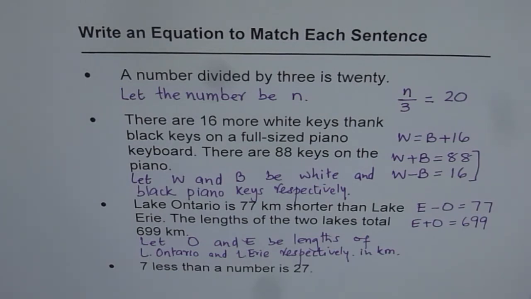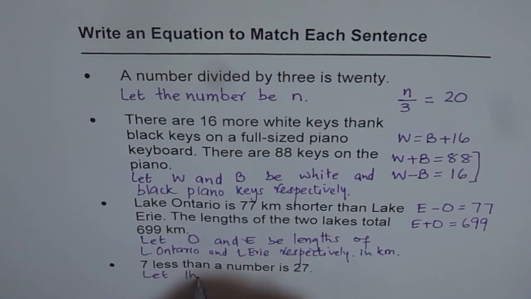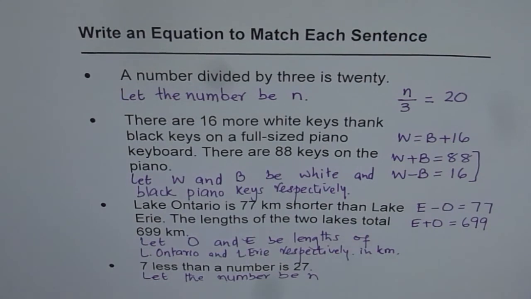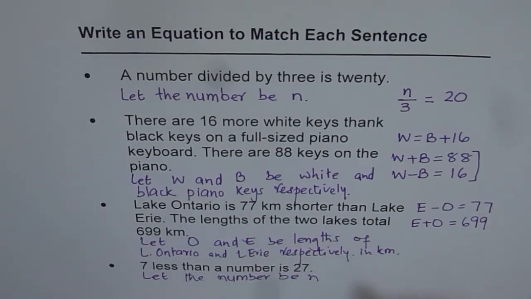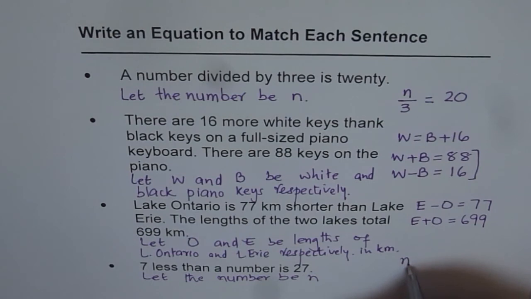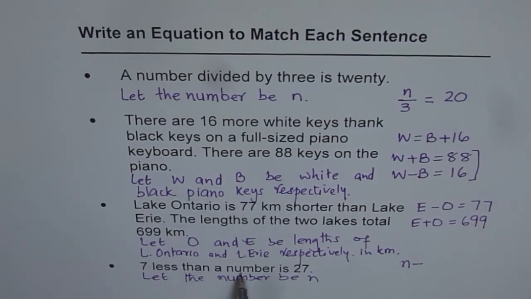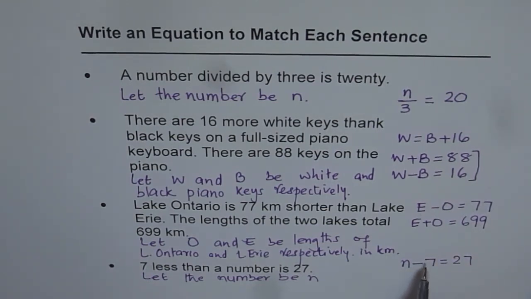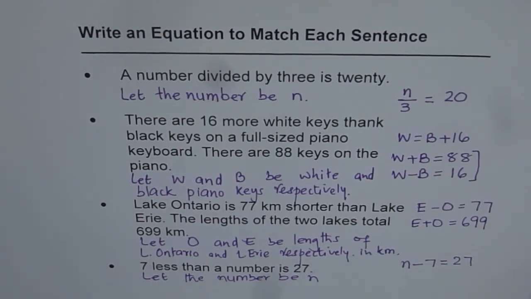Now the last one here is, 7 less than a number is 27. So we'll say let the number be n. Now 7 less than the number. That means you have to take away 7 from n, right? 7 less than the number is 27. So n minus 7 equals 27. Many times I've seen students making a mistake writing 7 minus n. It is not taking away the number from 7. It is 7 less than the number is 27. That's what it means, right?